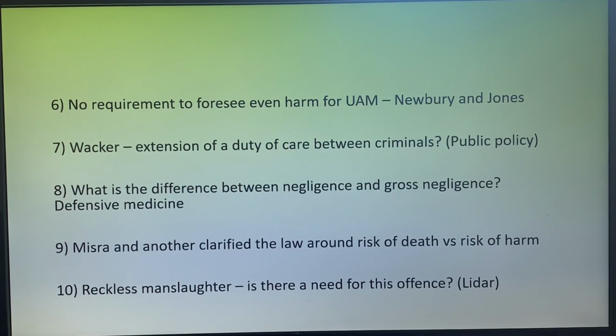Number six, the fact that there's no requirement to foresee even harm, let alone death, for unlawful act manslaughter, as we saw in Newbury and Jones. They were chucking the paving stones off the slab, and said we never foresaw death or even harm. Is it fair to convict someone for one of the most serious offences, which carries a very high sentence and a very big stigma as well, when they never even potentially foresaw harm? For this, you can look at something called the correspondence principle, which is, very simplified, the idea that the mens rea should reflect the seriousness of the offence.